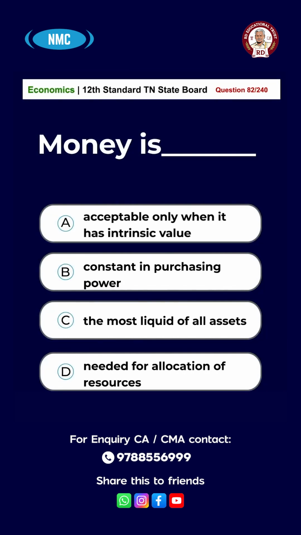Question number 82. Money is A, acceptable only when it has intrinsic value. B, constant in purchasing power. C, the most liquid of all assets. D, needed for allocation of resources. The answer is option C, the most liquid of all assets.